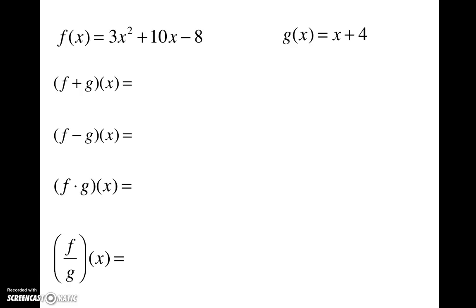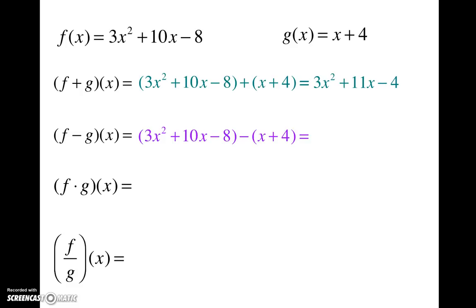All right, so we have f of x is equal to 3x squared plus 10x minus 8, and g of x is x plus 4. So f plus g, all we do is add the two functions together, and then if we have any like terms, we combine those. So we have 3x squared plus 10x plus x, that's where the 11x comes from, and negative 8 plus 4 is minus 4. F minus g, same idea, except you distribute the negative into the g function, so we get 3x squared plus 9x minus 12. Don't forget to distribute the negative to both pieces of the function.